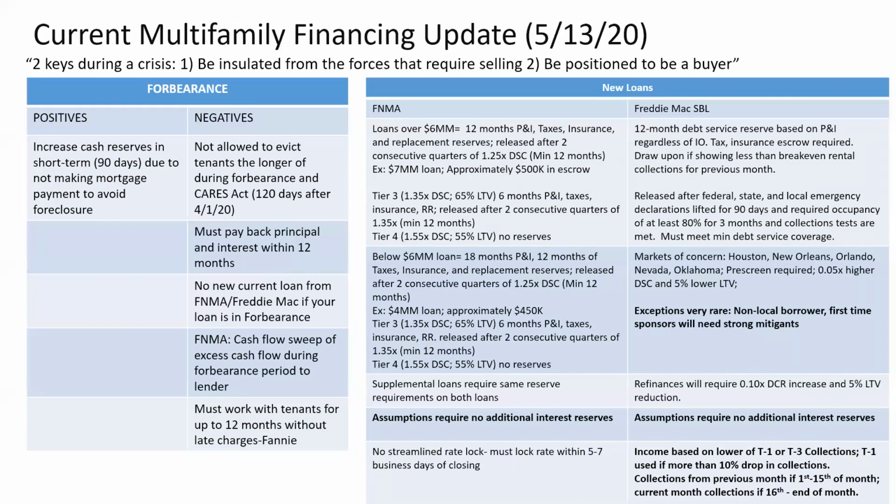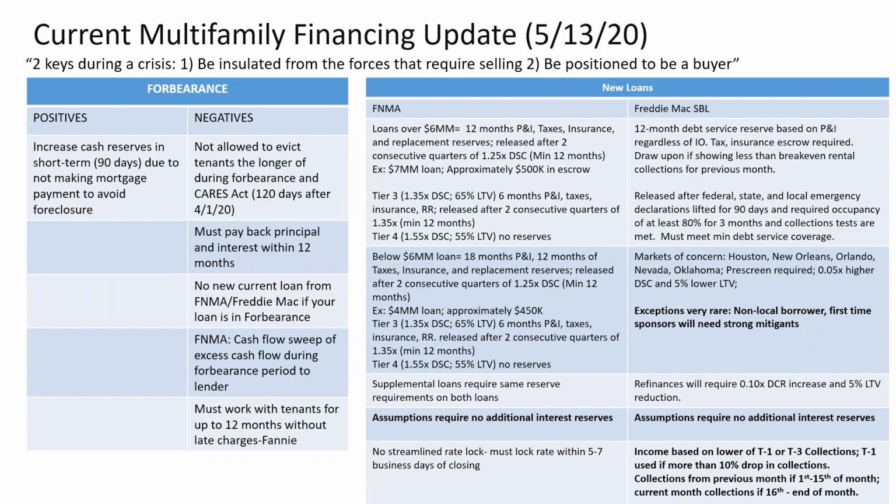And then on Fannie, you cannot early rate lock. So essentially, you're going to be rate locking the week you close. They're not doing any early rate locks. On the Freddie Mac small balance side, interest reserves, 12 months of P&I, even if you do get IO, and they are requiring tax and insurance escrows.